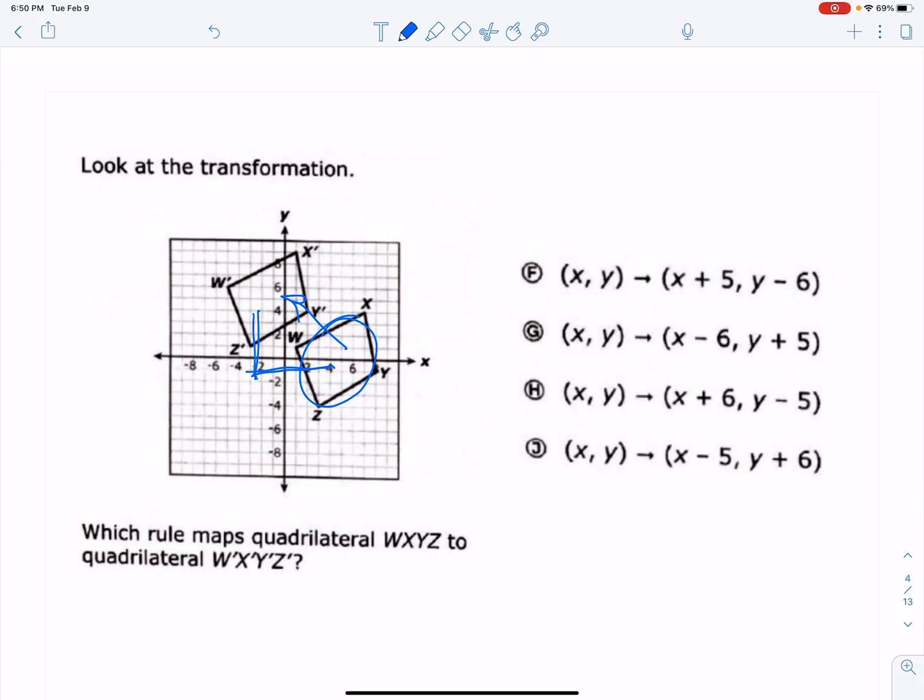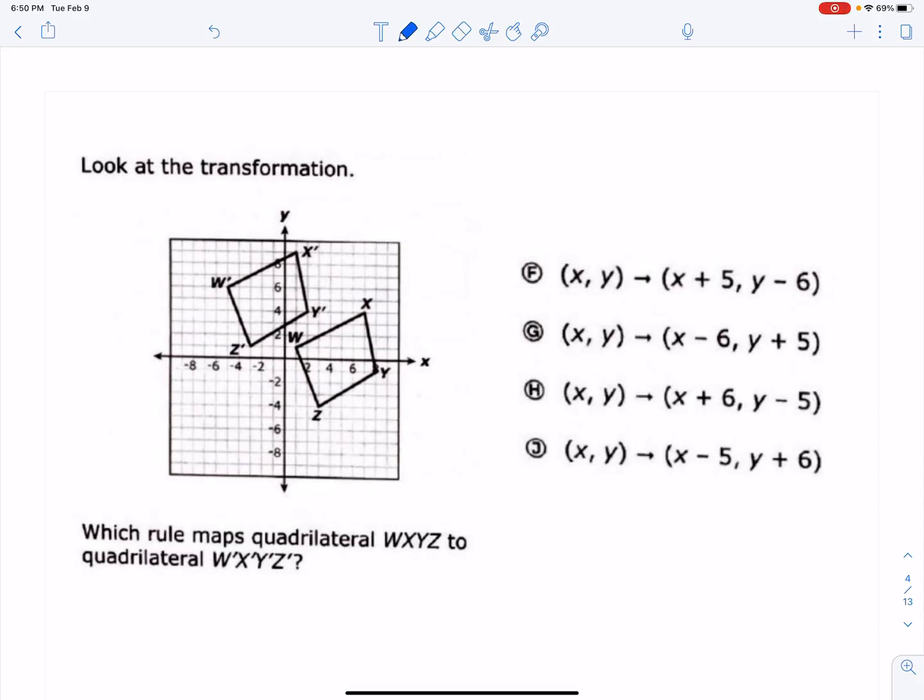So that means it's going to be a minus for the x and a plus for the y. Okay, so now since we have 2 of those, we need to make sure: am I moving 5 or am I moving 6? So what you do is you pick one point. I'm going to pick this z right here, and we see how far it actually moved.